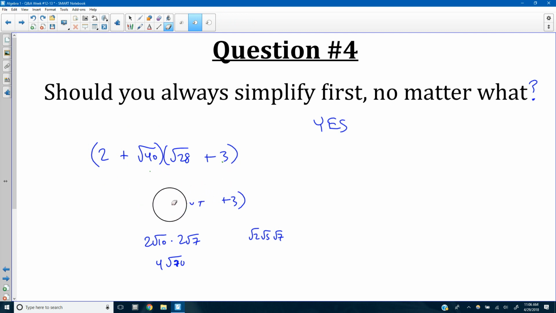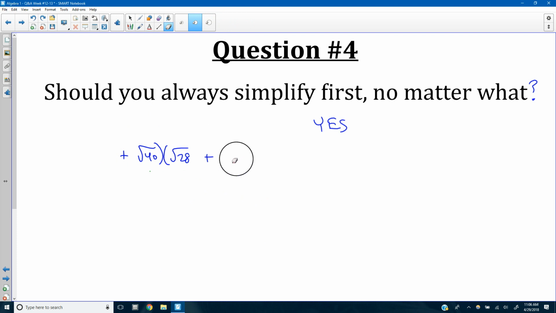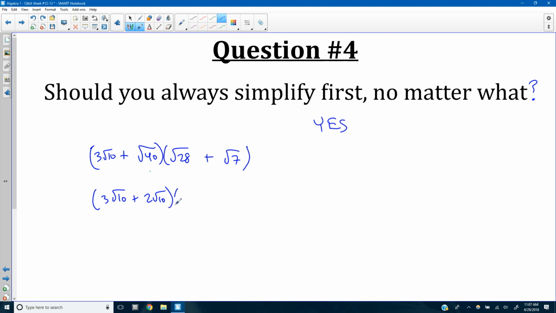Another reason is because if you have addition or subtraction coming into play here, you might want to see if like terms can combine prior to doing anything else. And of course, ultimately, you're going to have to check that anyway. So what if I had something like 3 root 10 right here, and over here I had something like root 7. I'll just make that up. So then that becomes 3 root 10 plus this was 2 root 10. And then here this was 2 root 7 plus root 7. And what happens? I get to combine like terms.